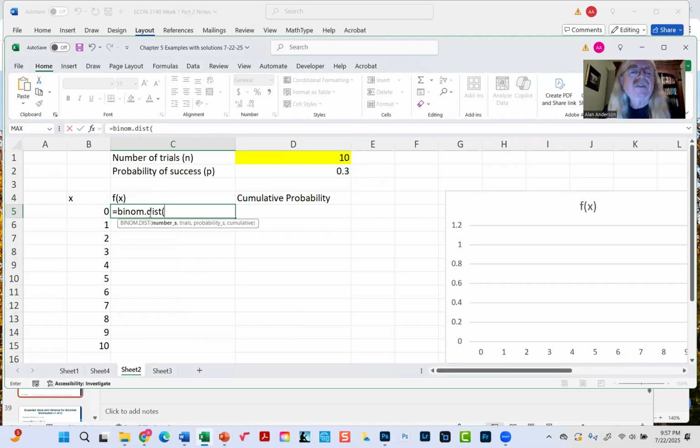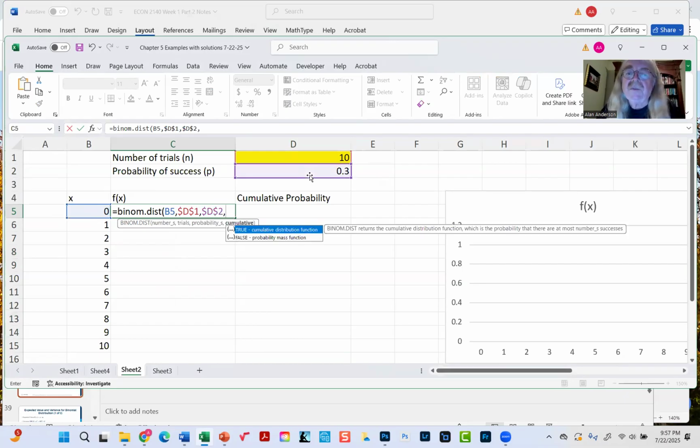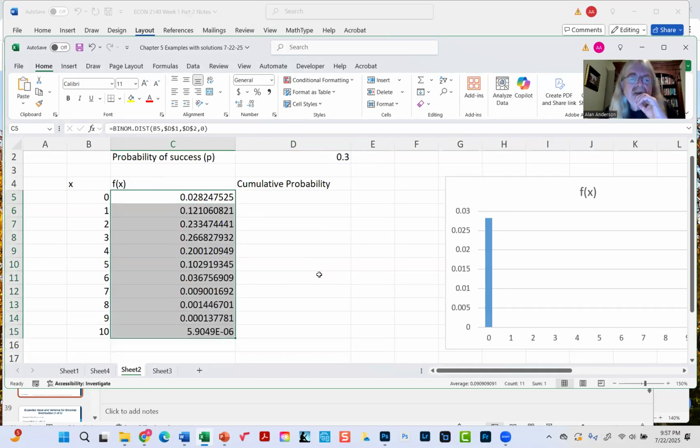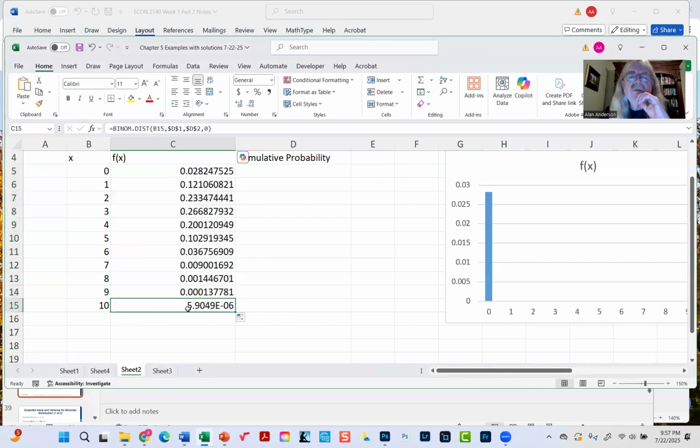BINOM.DIST, the number of successes is X, the number of trials is D1, and the probability of success is D2. Cumulative is, for this column, 0. And by the way, this is scientific notation. It's so close to 0 that they wrote it like this. This is 5.9049 times 10 to the minus 6.